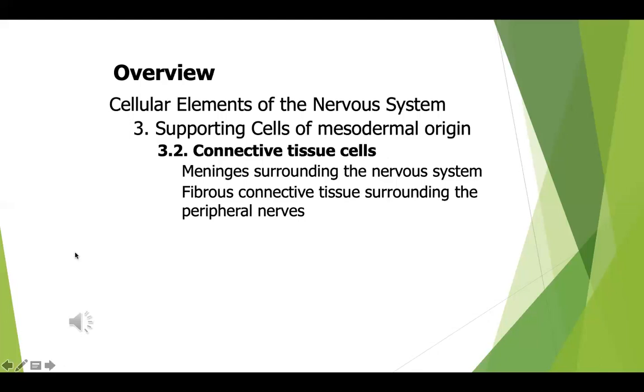We also have connective tissue cells from the mesoderm supporting the nervous system. Okay, so obviously we have the meninges, no, the pia, the arachnoid, and the dura, supporting the brain and the spinal cord, as well as fibrous connective tissues surrounding the peripheral nerves. So these are the endoneurium, perineurium, and epineurium of the peripheral nerves.